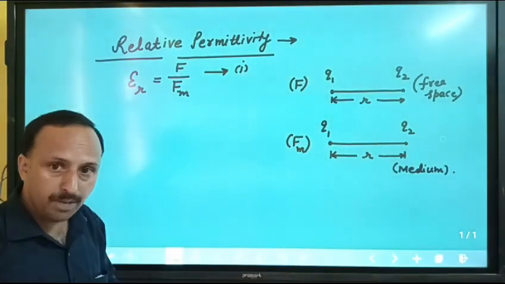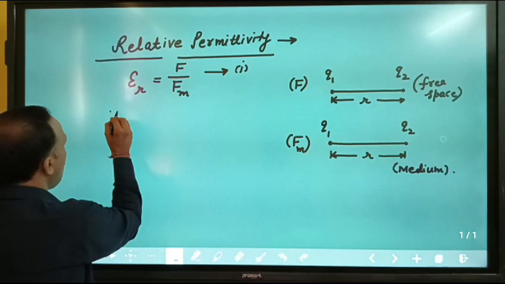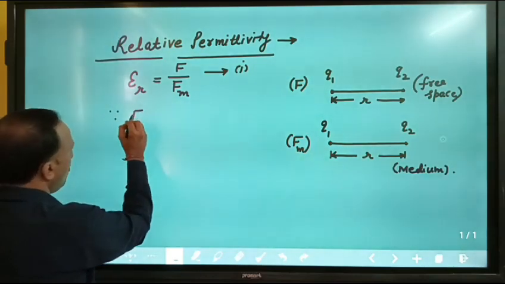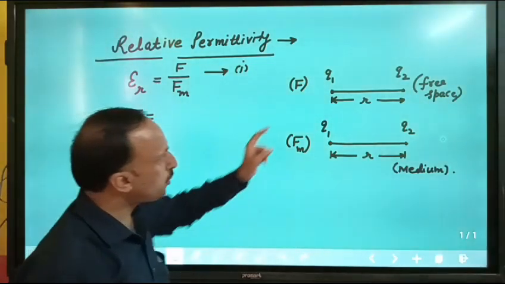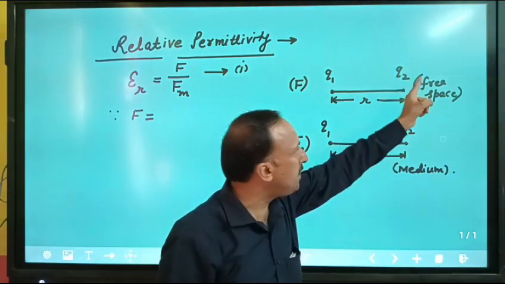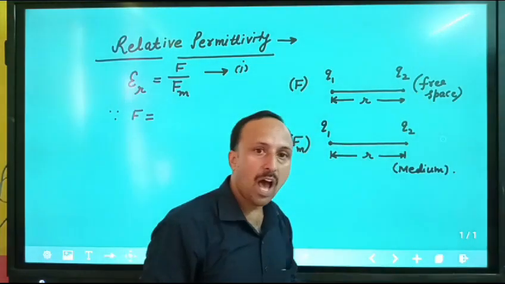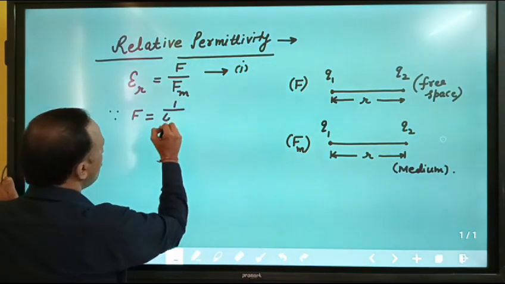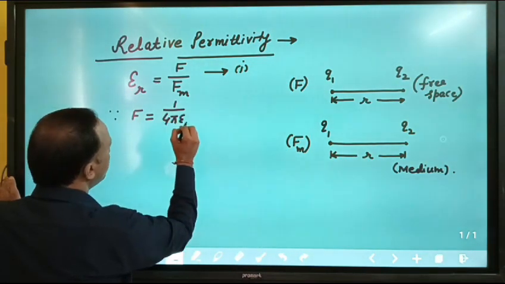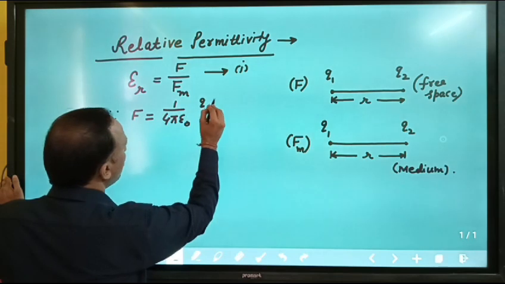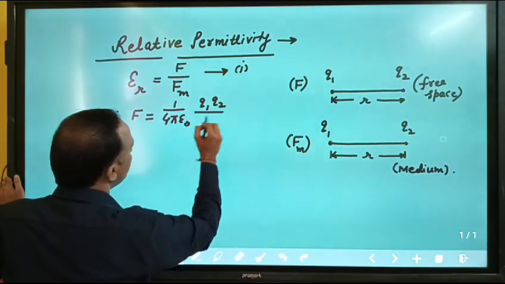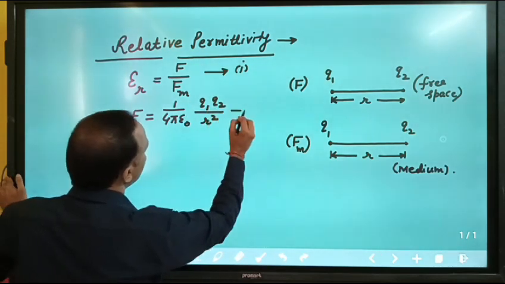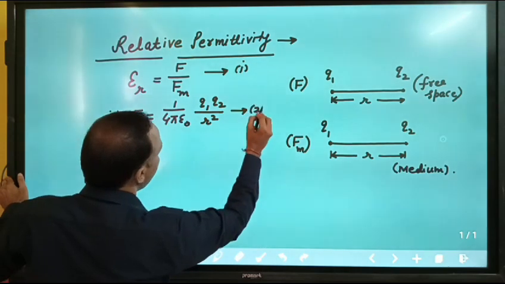Now from the previous knowledge, you know, according to Coulomb's law, the force between two point charges when they are kept in free space, that is either in air or in vacuum, is F = 1 upon 4 pi epsilon naught, the product of the magnitude of charges divided by distance square. This is my equation number 2.